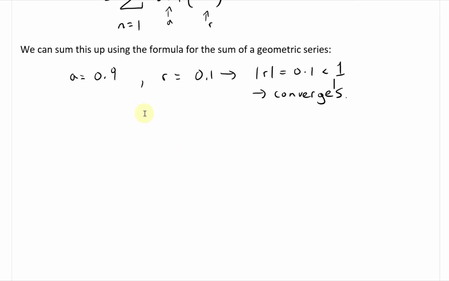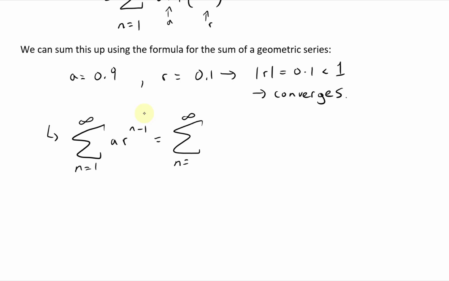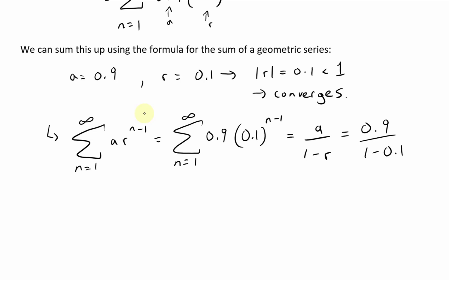Now let's continue further and sum this up. Let's write it all together for completeness. The summation of the geometric series from n equals 1 of ar^(n-1), in our case, is 0.9 times 0.1^(n-1), and this equals a over 1 minus r. In our case, that's 0.9 divided by 1 minus 0.1, and 1 minus 0.1 is just 0.9.